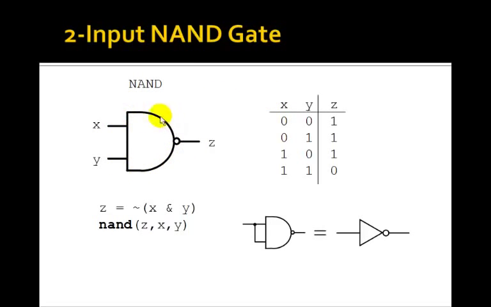Look what happens when you take a 2-input NAND gate and connect the 2 inputs together. From the truth table, the input is going to be either 0 or 1. If they're both 0, the output is 1. If they're both 1, the output is 0. So this is equivalent to an inverter. That is a NOT gate. So you can make a NOT gate out of a NAND gate by just connecting the 2 inputs together.